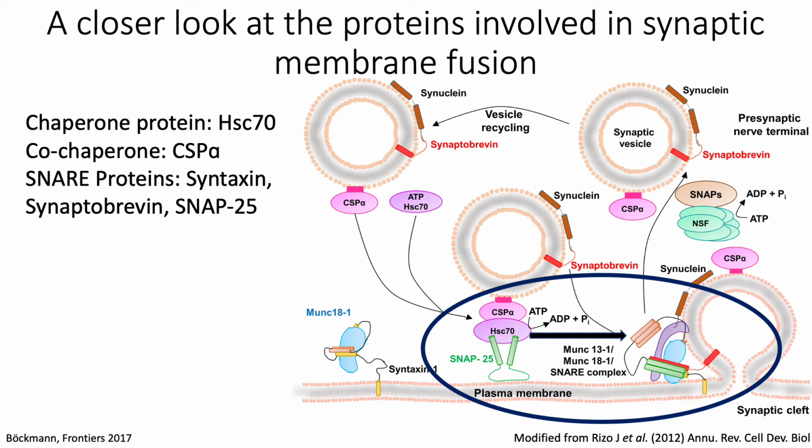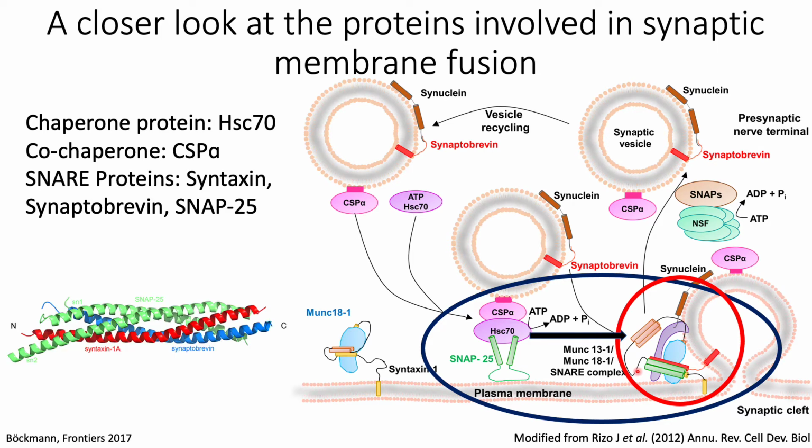This slide shows a closer look at the proteins involved in synaptic membrane fusion. There are a lot of proteins involved, but we're going to look mostly at the ones I've listed here: chaperone protein HSC70, co-chaperone CSP alpha, and the SNARE proteins, of which there are three: syntaxin, synaptobrevin, and SNAP25. The SNARE complex in vivo, we think, looks something like this, and a model of it would look like this.